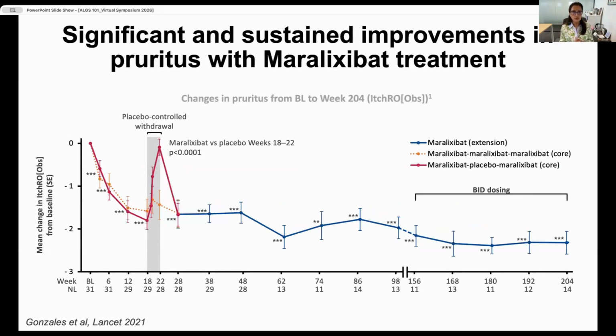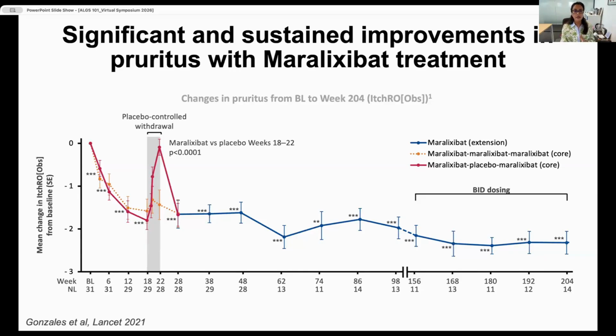And then what's most important to us and most important to you is what happened to itch scores. So here, the same x-axis is the time, and the y-axis is a score, the HRO score, which was a caregiver observed score. So a parent or a caregiver was asked, how itchy was your child? Again, same thing. When they were started on maralixibat, all of their itch scores got better. Those patients who were taken off drug, their itch scores went up. That's the gray bar. And then when they were returned to drug, their itch scores came down. And then those itch scores stayed down.